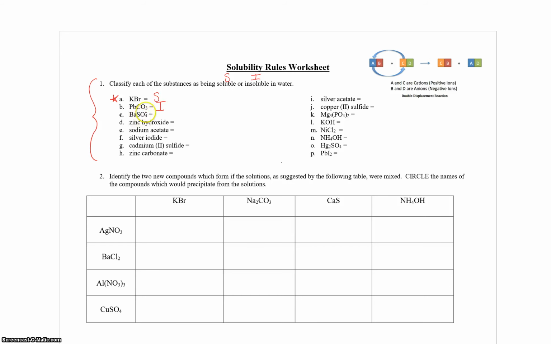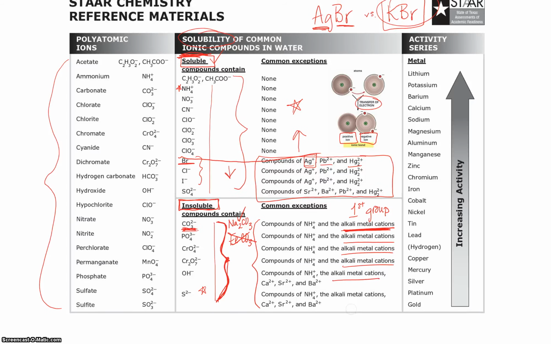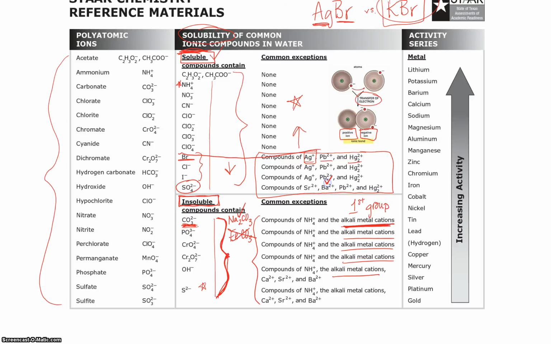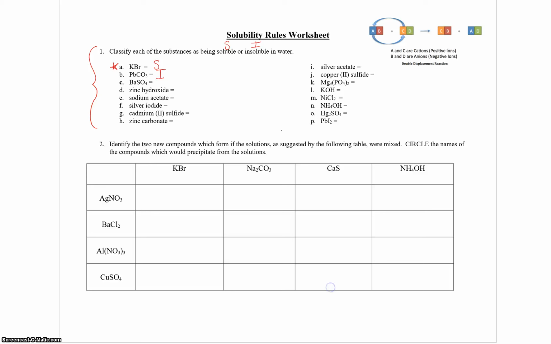One more, barium sulfate. Let's find sulfate, because you're always looking for the anion. Here's sulfate, and barium is one of these. Sulfate is normally soluble, but since it is in a compound with barium, it's the opposite. It's an exception, so this would be insoluble.